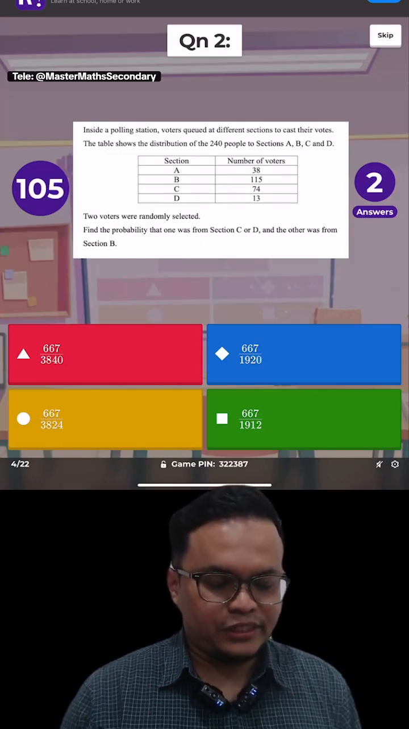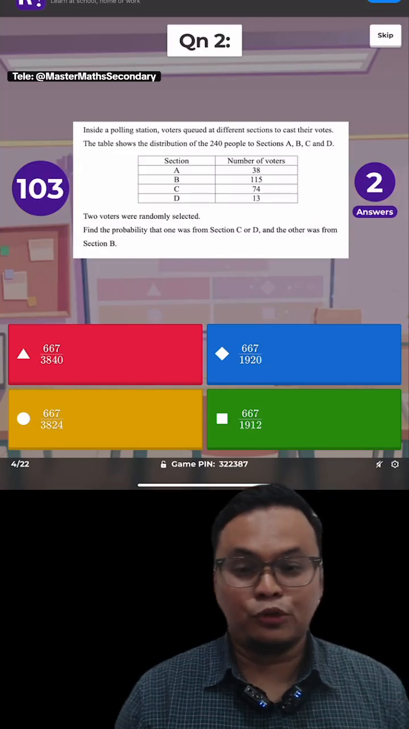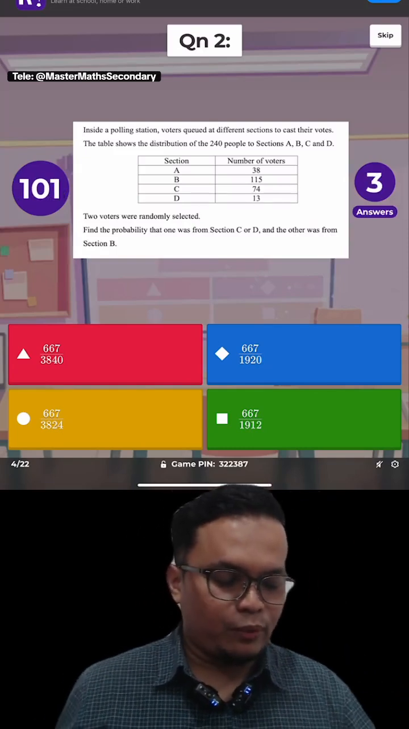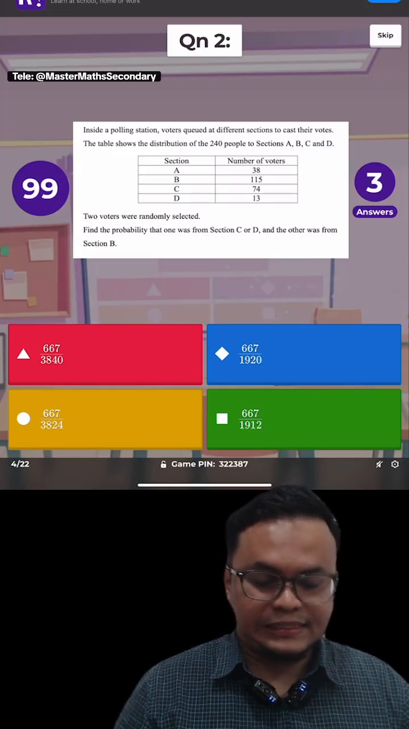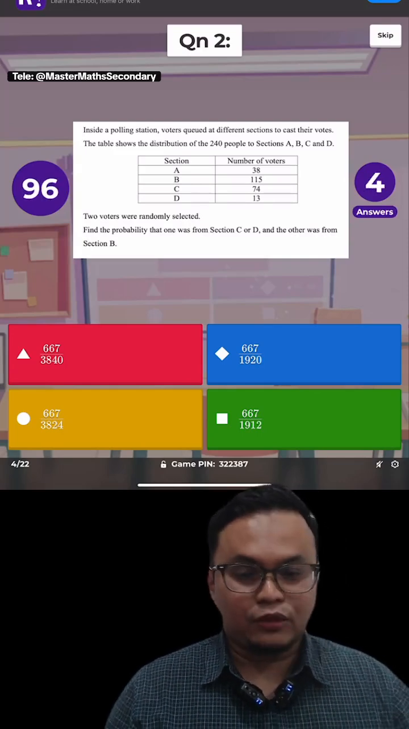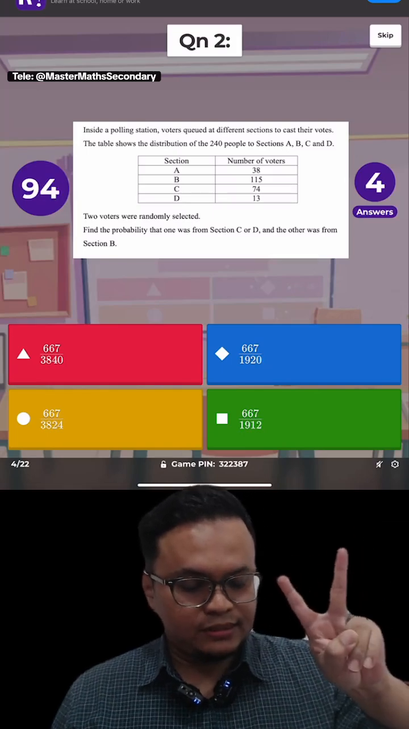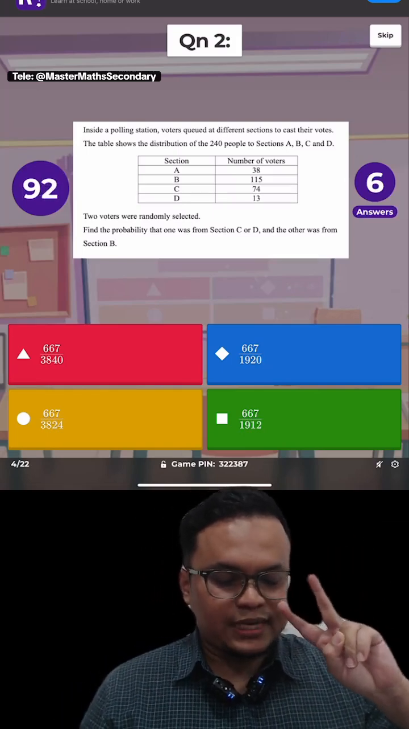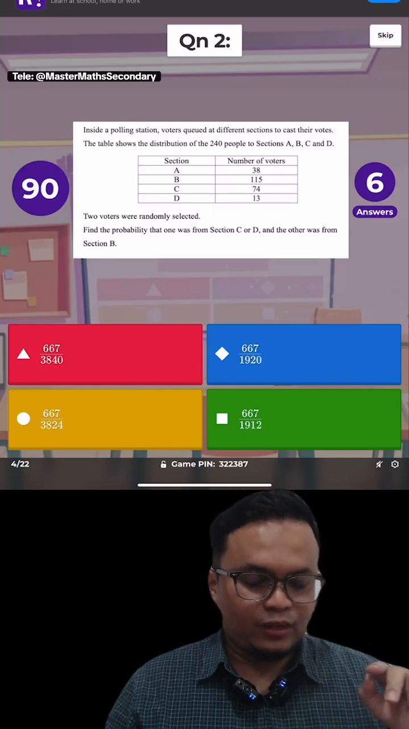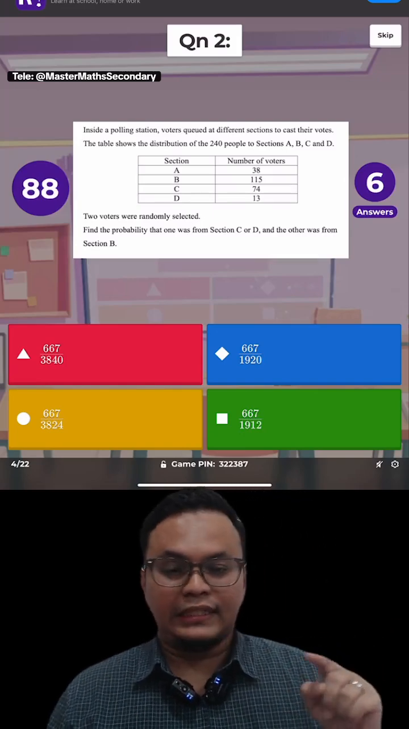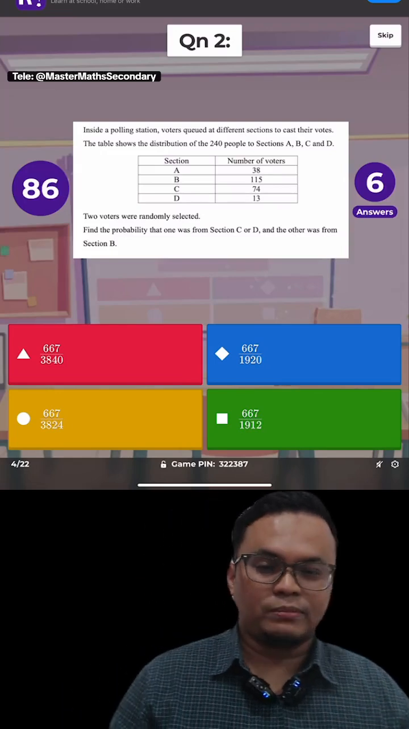The distribution is shown. So you have 38 voters who queued at section A, 115 at B, 74 at C, and 13 at D. Now you are choosing 2 voters, and the question is asking you to find the probability that one was from section C or D and another one was from section B.